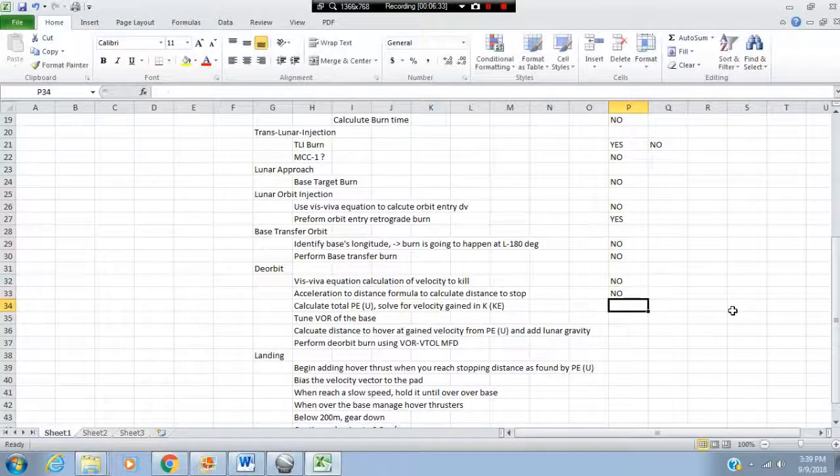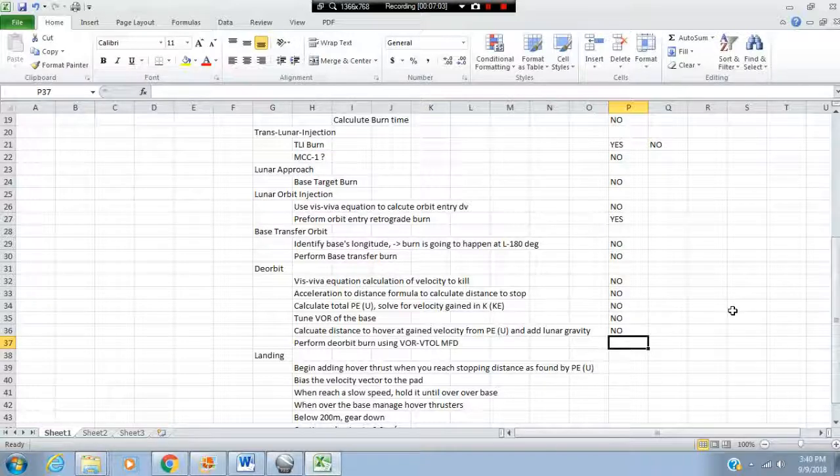Using acceleration is not time critical. And then this calculation and solving is also not time critical. Tuning the VOR of the base, again, not time critical because it can occur within the window. And then you're going to calculate the distance to begin adding hover thrust. Again, not critical. And then performing the deorbit burn.